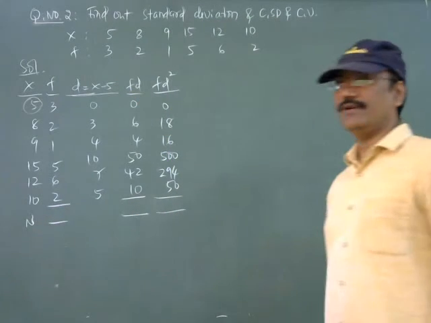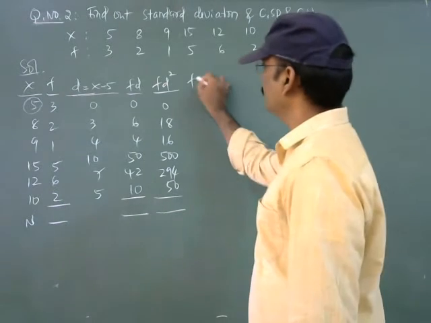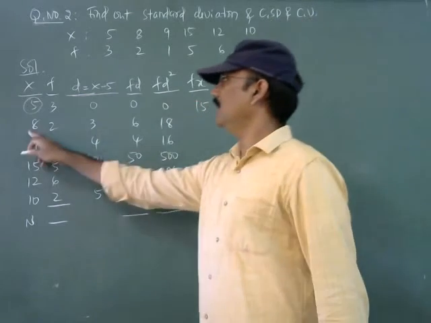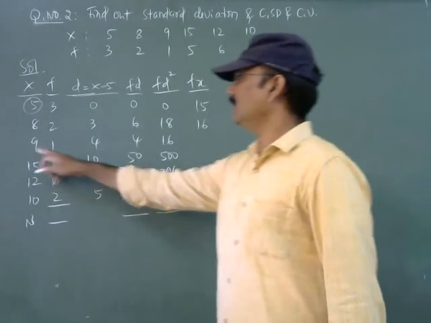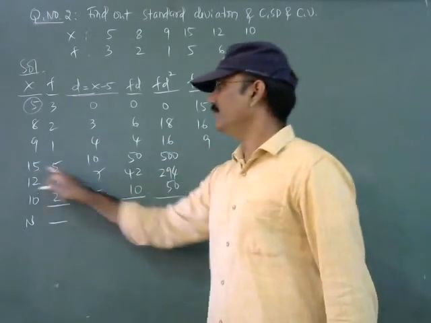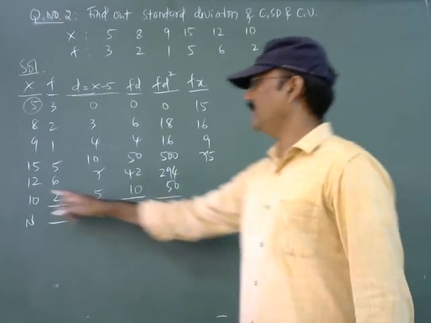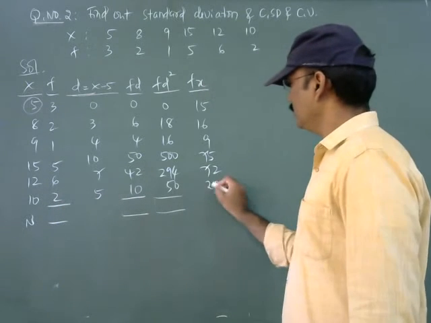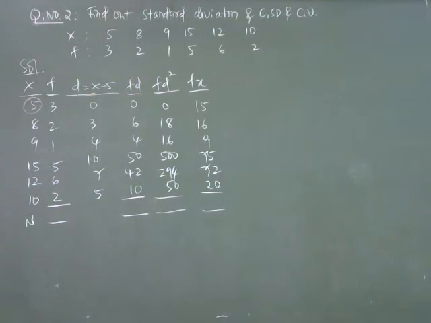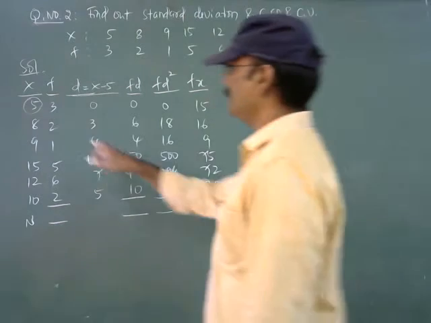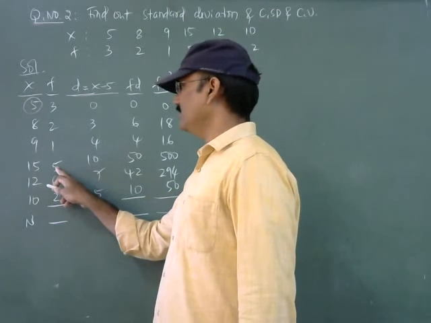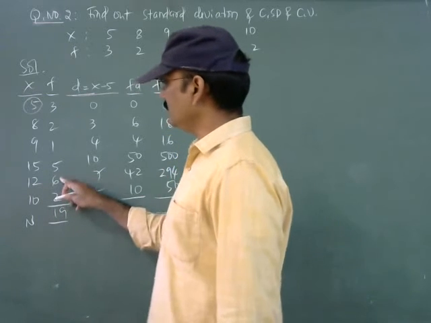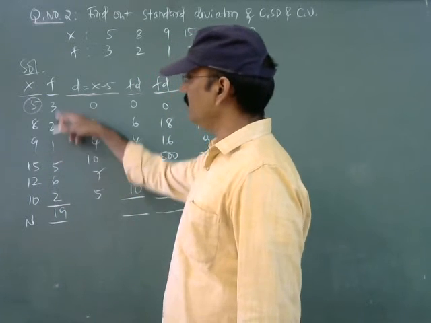After this we need to find fx for the mean. So multiply f into x: 5 into 3 is 15, 8 into 2 is 16, 9 into 1 is 9, 15 into 5 is 75, 12 into 6 is 72, 10 into 2 is 20. Now you need to add all the items. First the frequencies: 3 plus 2 is 5, plus 1 is 6, plus 5 is 11, plus 6 is 17, plus 2 is 19.